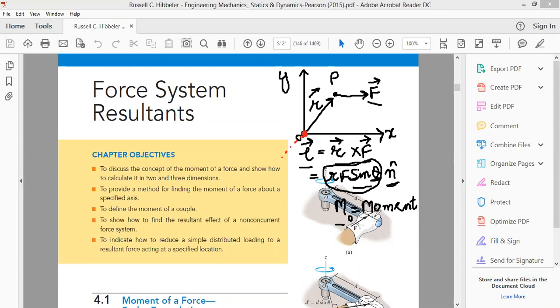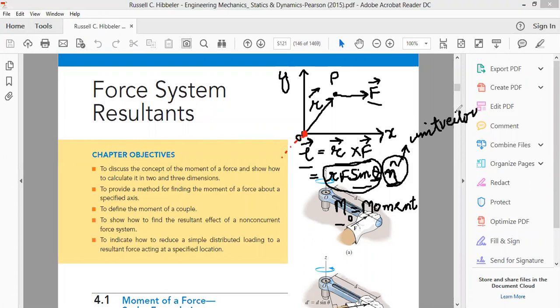Now look at this vector. As far as this vector is concerned, it is not called n cap, it is called neta cap. This is the Greek letter neta. The neta vector is a unit vector. Its magnitude is one. It is a unit vector in a direction.